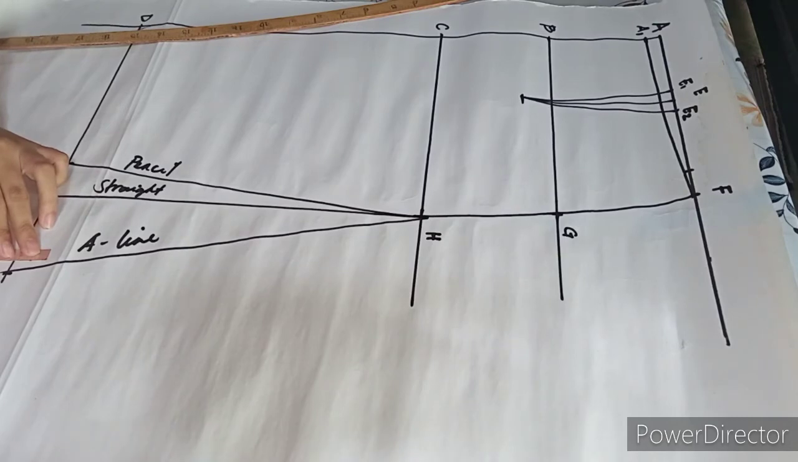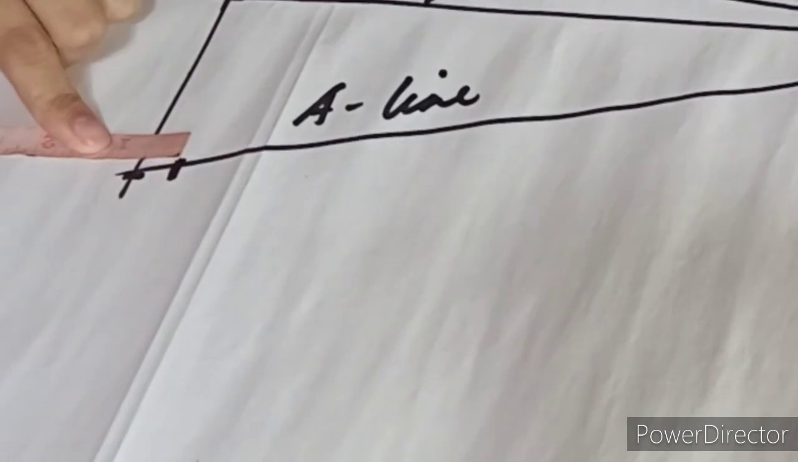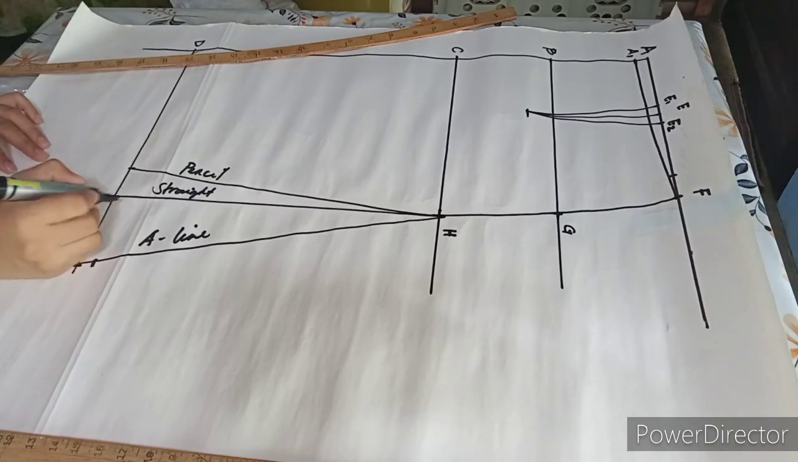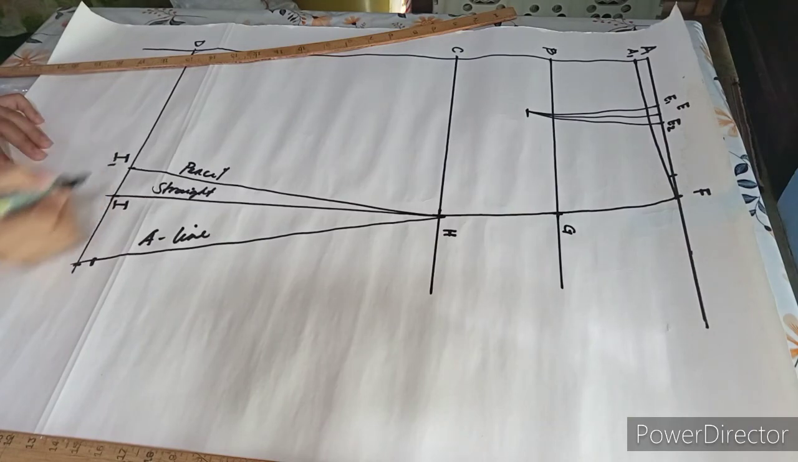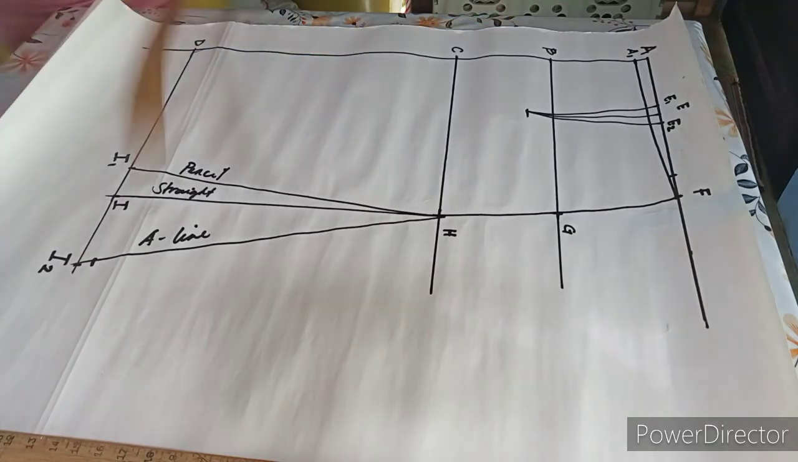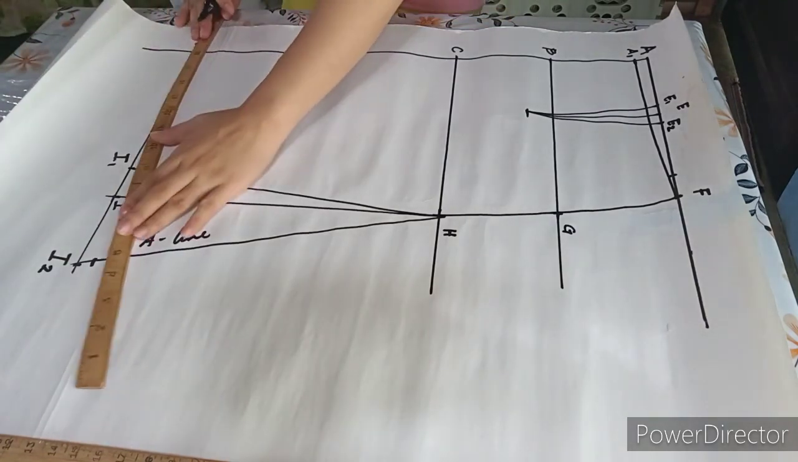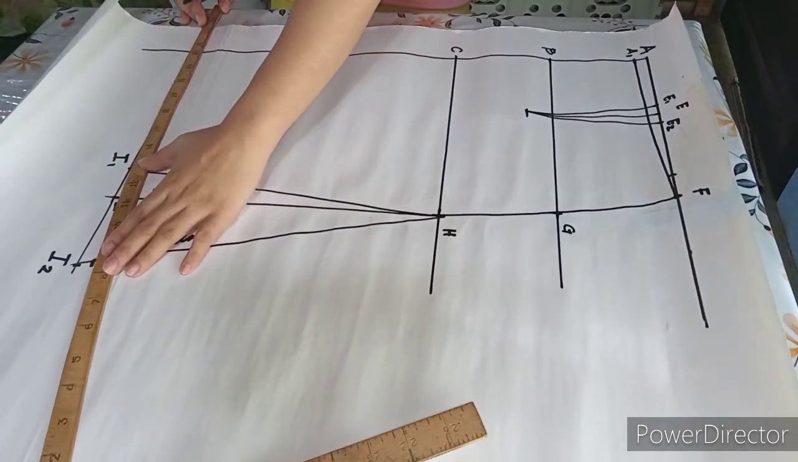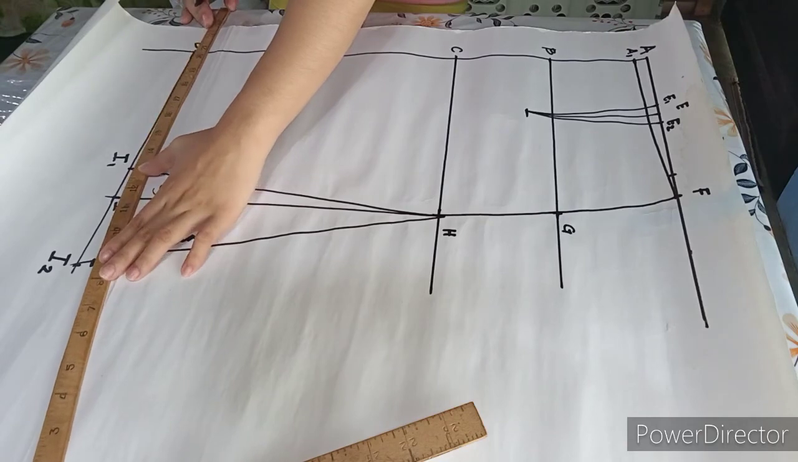From I2, measure 1/2 inch upward. That marking will be the J. There, I1 for the pencil, I2 for the A-line. So connect G to D to shape the edge of the skirt.